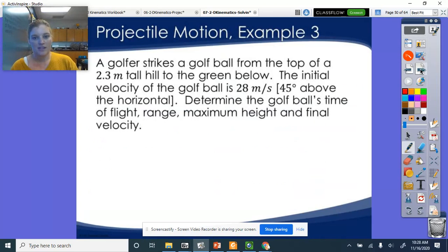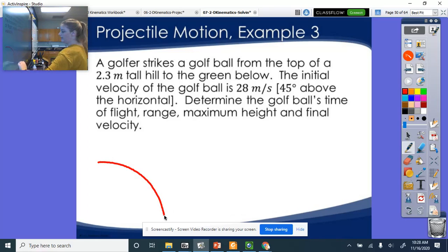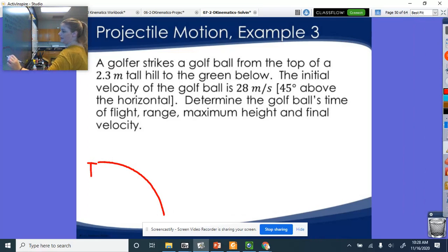So a golfer strikes a golf ball from the top of a 2.3 meter tall hill to the green below. The initial velocity of the golf ball is 20 meters per second and 45 degrees above the horizontal. Determine the golf ball's time of flight, range, maximum height, and final velocity. So if I'm going to draw this out real fast, I have a hill, and it's 2.3 meters tall.